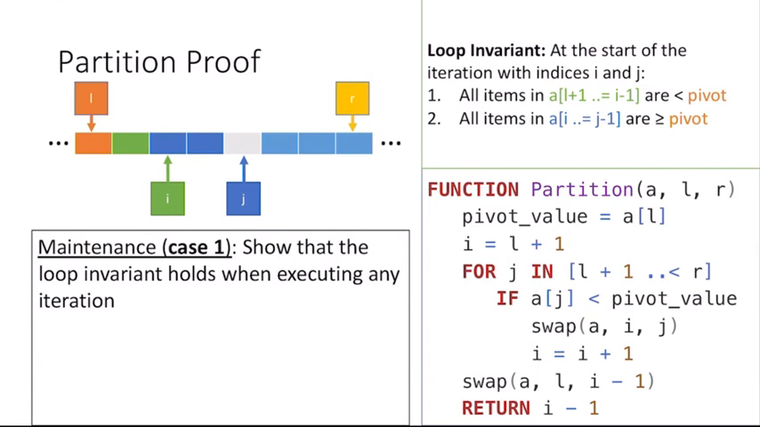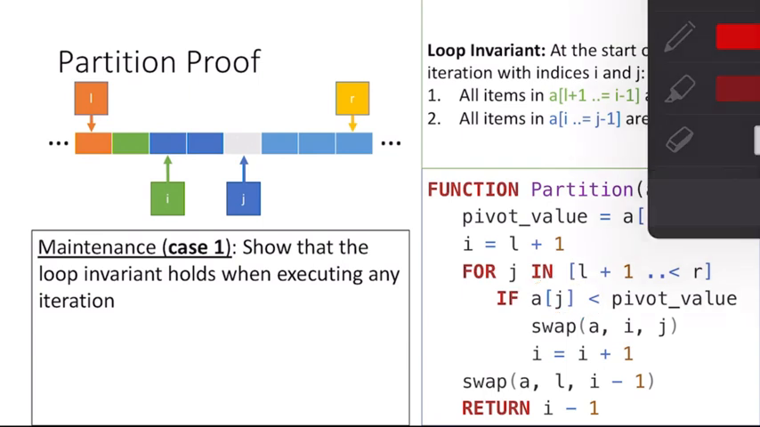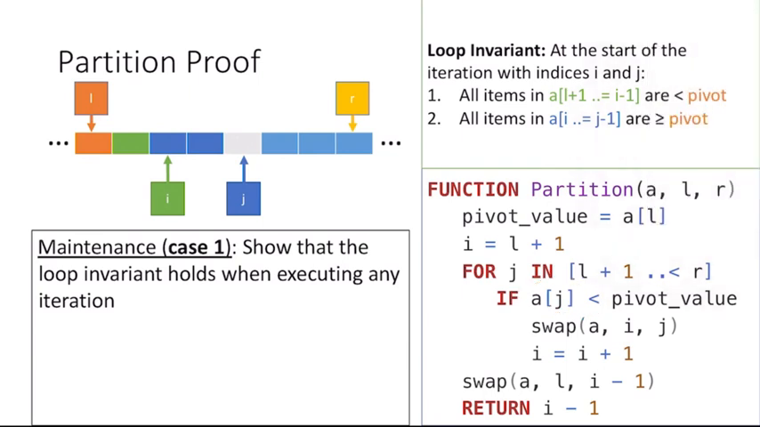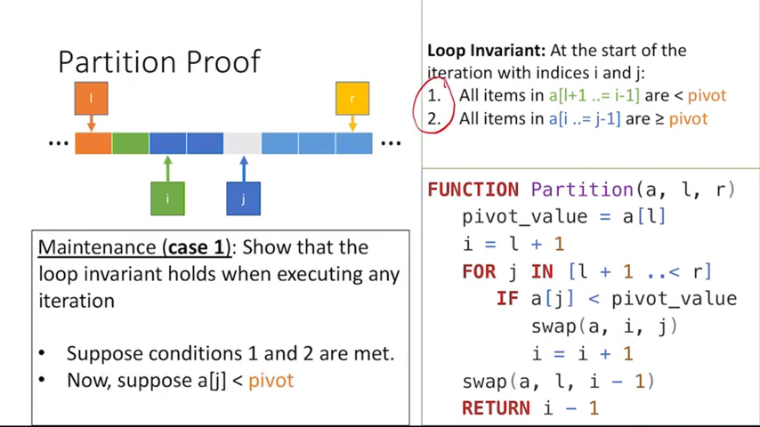So for maintenance, we have two cases that we need to check. And the two cases are based off of this comparison: whether or not the current, unpartitioned element is less than, or greater than or equal to, the pivot element. So again, for maintenance, we're always going to assume that our conditions hold, and since I'm doing bullet points here, it might be a little less formal than I've done in the past, but we'll just say suppose conditions 1 and 2 are met. Now suppose that the current element is less than the pivot.